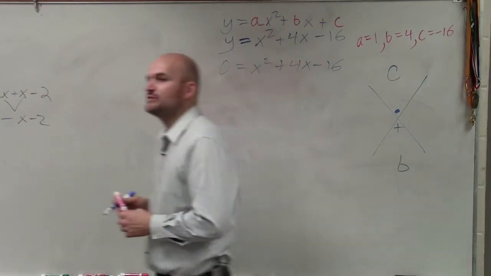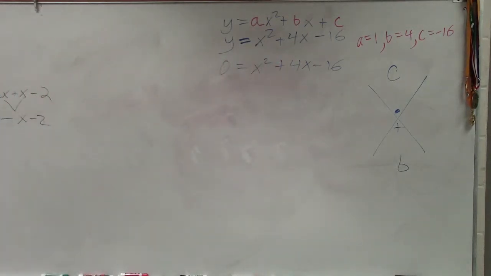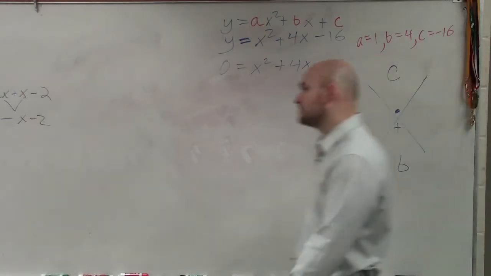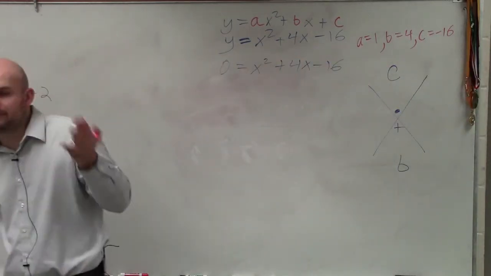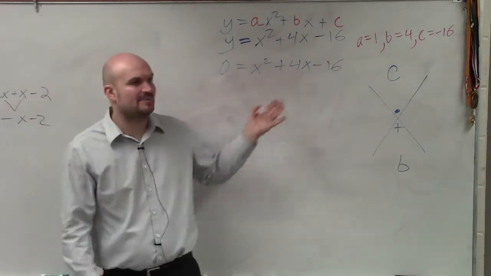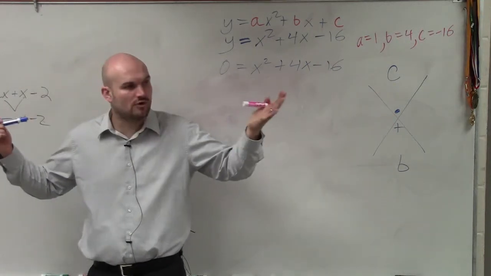Does everybody agree with me on those values? You guys had to do the same thing when graphing. Remember finding the axis of symmetry and doing the vertex? You guys had to know what A, B, and C was. So when we're solving by this factor, we're going to want to do the same thing. Make sure you guys know how to identify A, B, and C. Does anybody have any questions before I move forward on that?